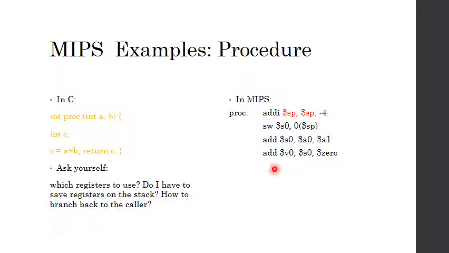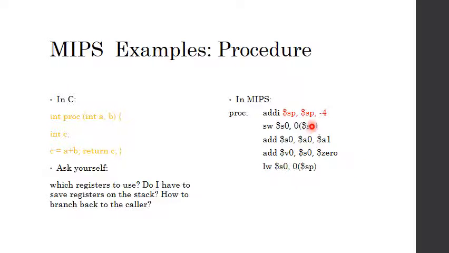But I need to clean up after myself because I've done some stuff here. First off, I need to, in one way or another, restore the value of SP, pop the stack, and then transfer, branch back to the main function.